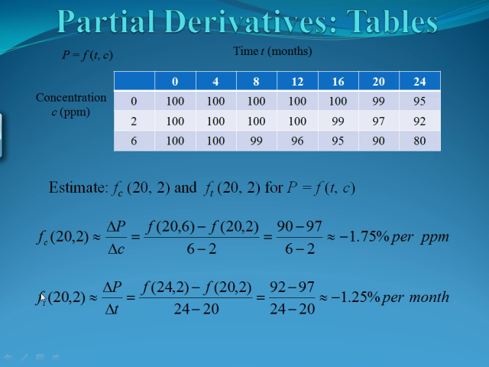So again, here with the t, this partial derivative was with respect to time, so we fix the concentration at 2, then we go to 20, we use the next step. Okay, so we fix a row here.